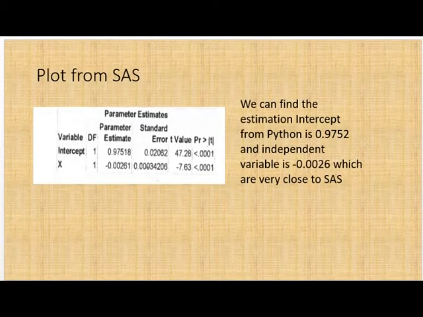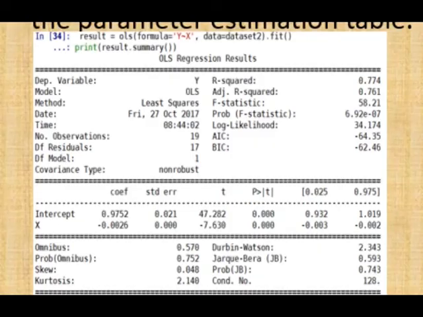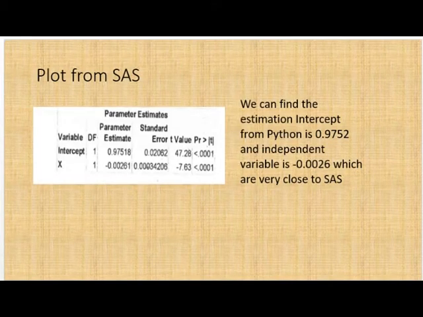These two figures are the comparison of the results between Python and SAS. We can find the estimated intercept from Python is 0.97518 and the independent variable coefficient is minus 0.0026, which are very close to SAS.